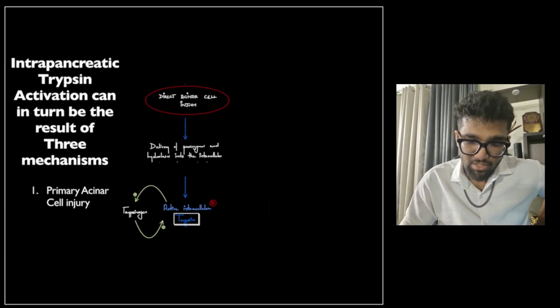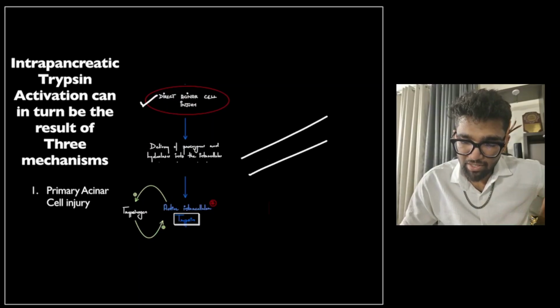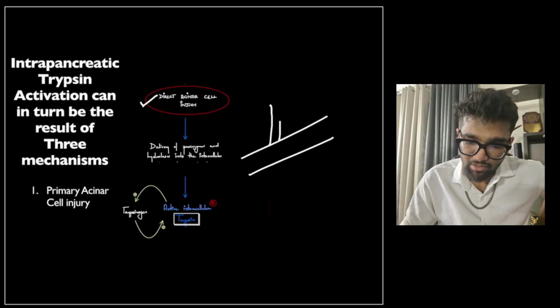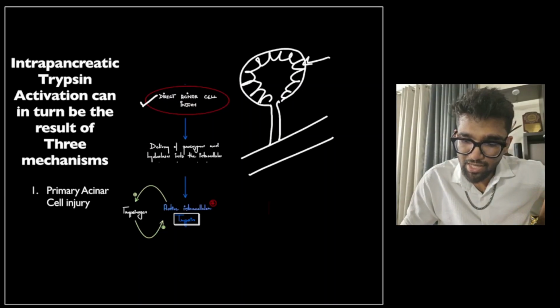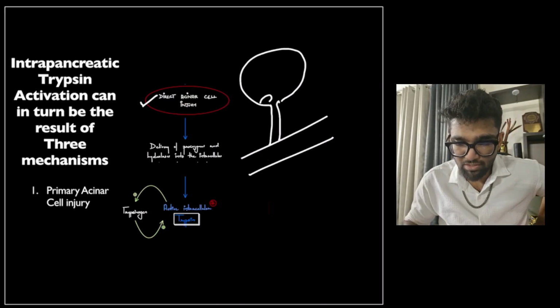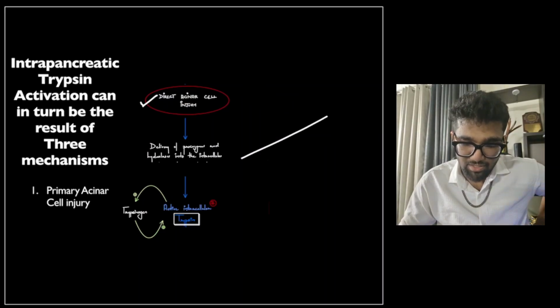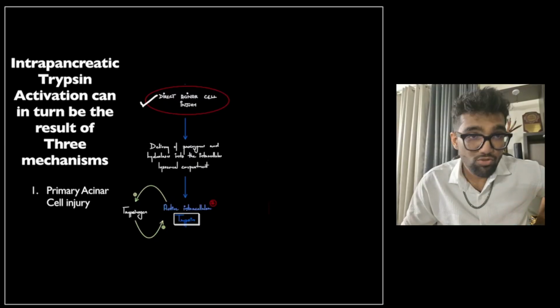So what happens is there is direct injury to the acinar cells of the pancreas. Say this is the pancreatic duct, and these are the ductules, and these are your pancreatic acini. There is direct damage to these cells that are lining the acini. So there's direct damage due to any cause that we'll discuss. So that results in, like I just said, delivery of the proenzyme and hydrolases into the intracellular lysosomal compartment.